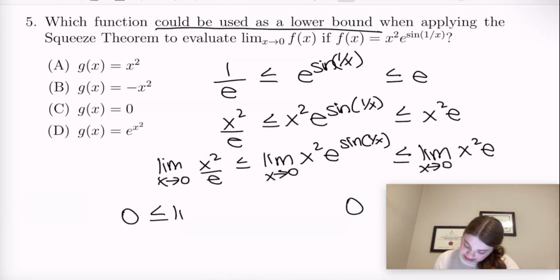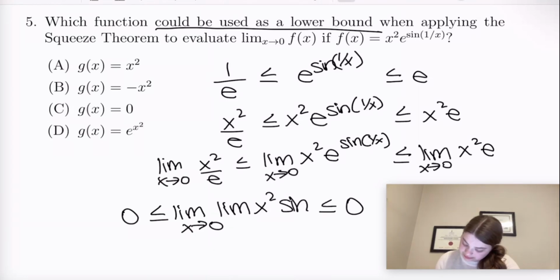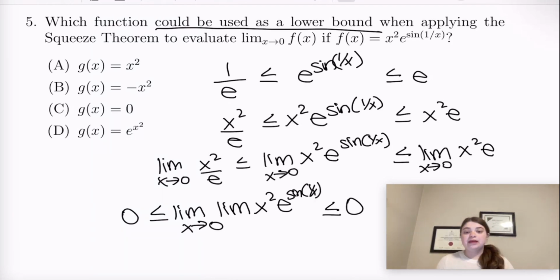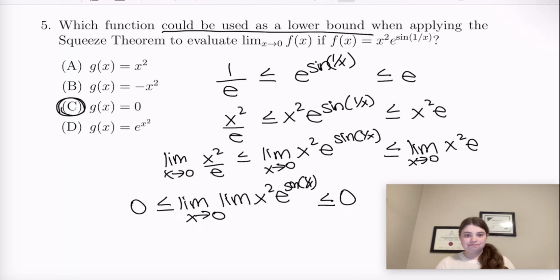And so therefore we can say that the limit is going to be equal to 0 based on the squeeze theorem. And there we go. So therefore, g of x we could put as 0. And if we put g of x equals 0, that will work for us. All right, now let's move on to the first long form question.